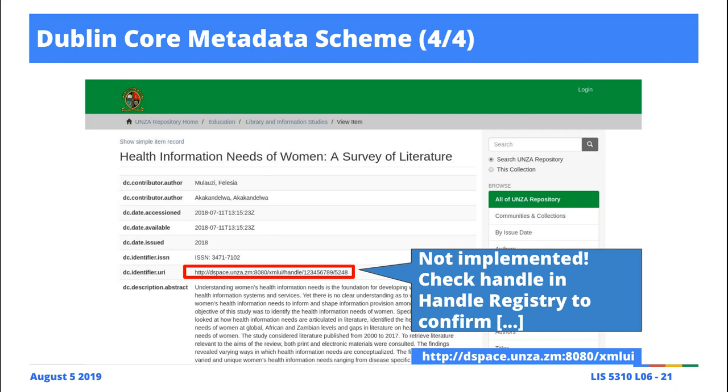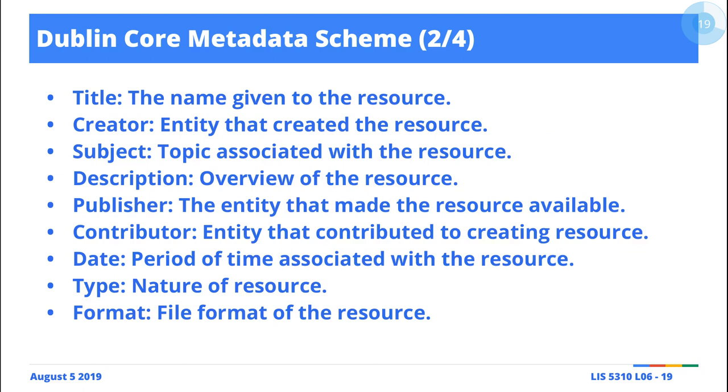We sat down and we were debating on whether, out of the 15 elements, it is correct or it makes sense for us to use the contributor tag instead of the creator tag, right? I don't know if people remember this. Because our definition of the creator element is the entity that created the resource, right? A contributor is the entity that contributed to creating the resource.